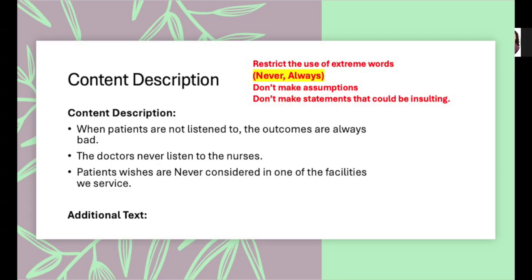When you're writing your description, restrict the use of extreme words like never or always. And don't make assumptions. You don't know who's going to be reviewing your abstract. Make sure that the statements you say won't be insulting.